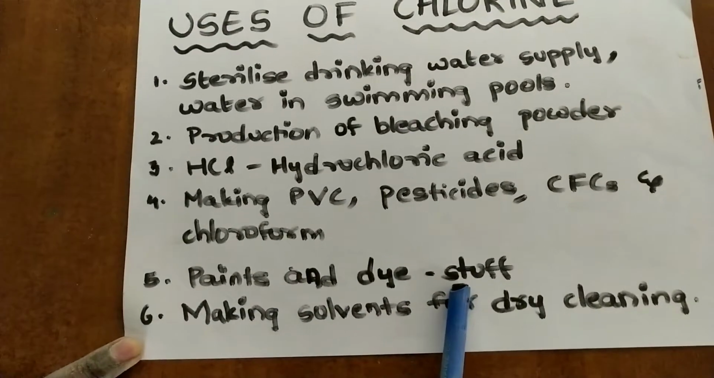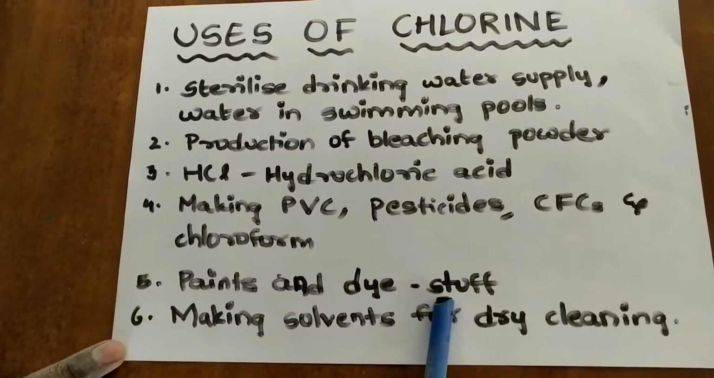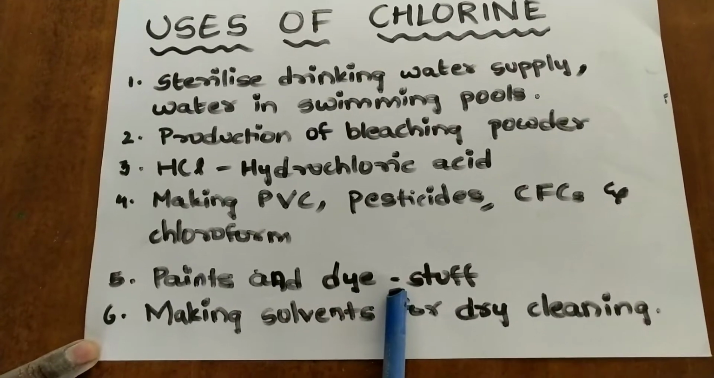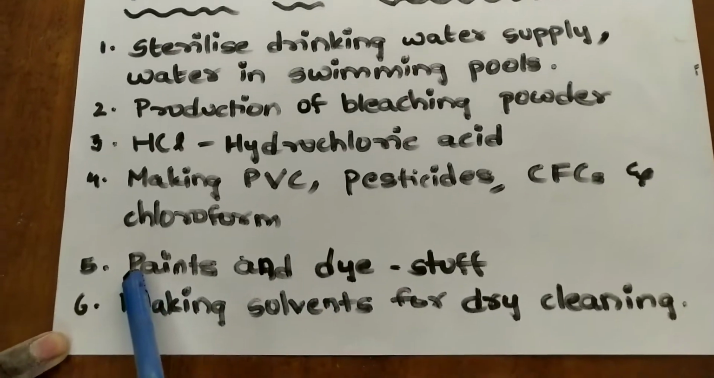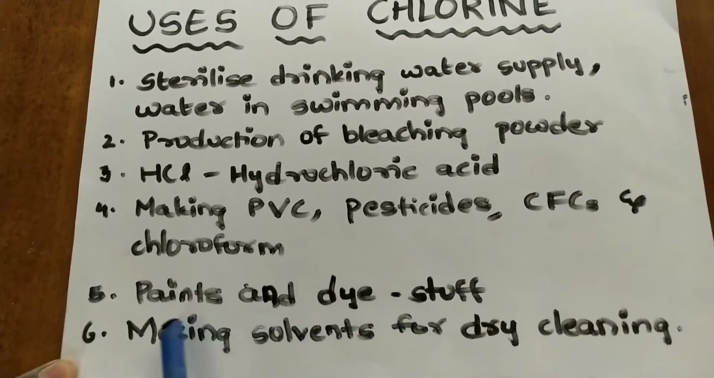And two more uses are, chlorine is used in paints and dye stuff. Dye is what gives color to different substances. For cloth also, the color is obtained with the help of dye. So in paints and dye stuff, this chlorine is used.